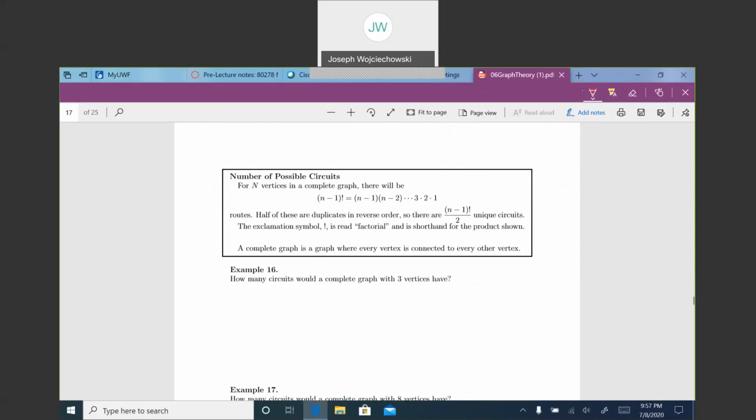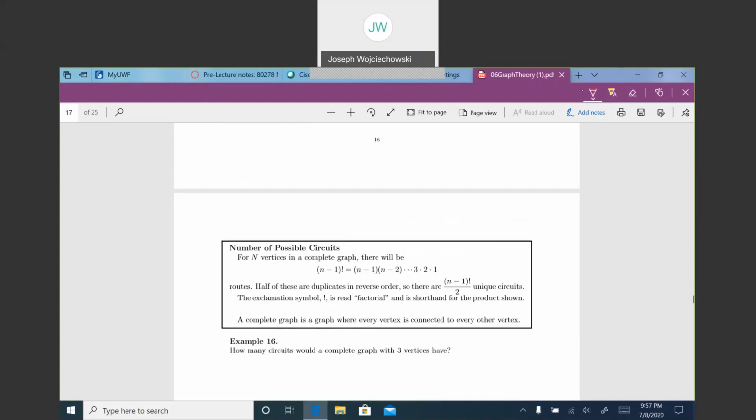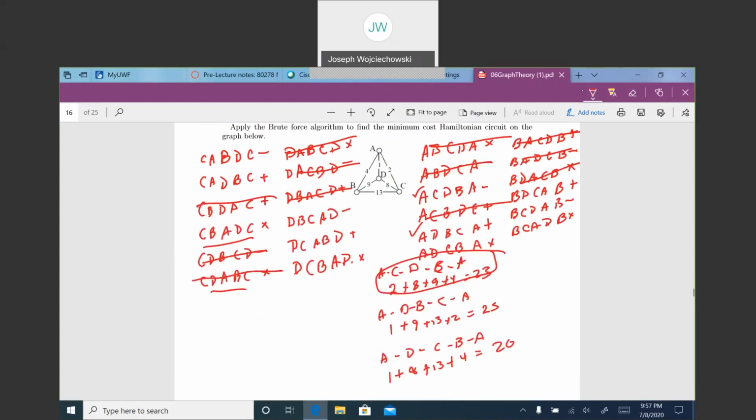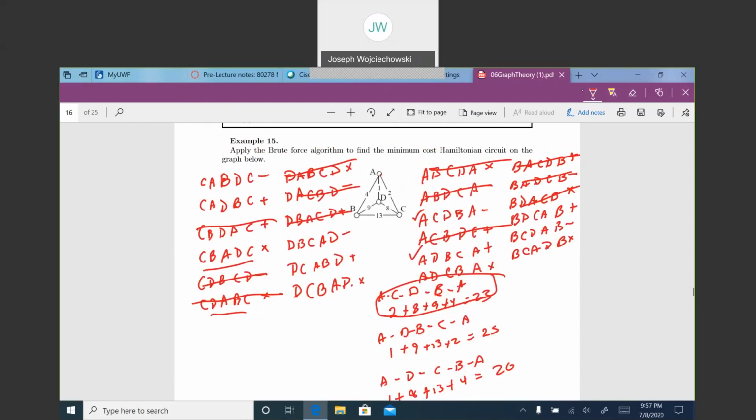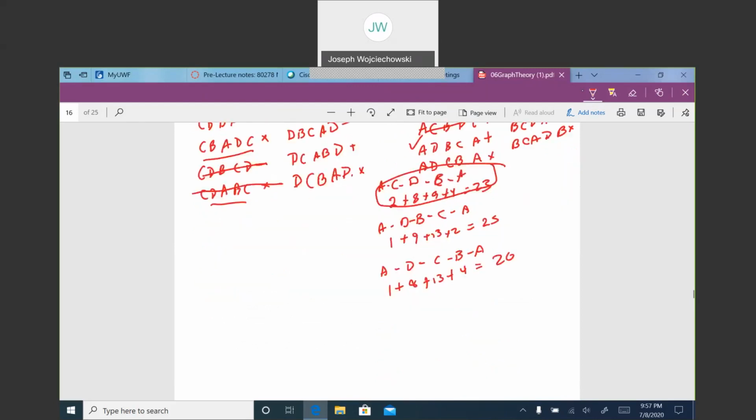So here's some help for you to figure this out. So the number of possible circuits in a complete graph. A complete graph means that every vertex links to every other vertex, like this one here. Go from any vertex to every other vertex, so it's complete.